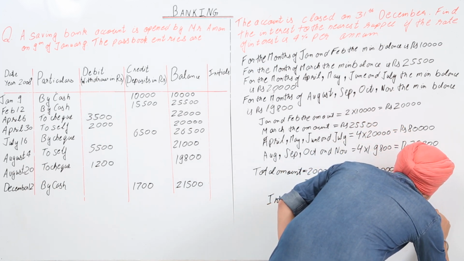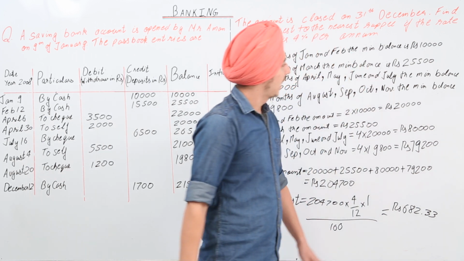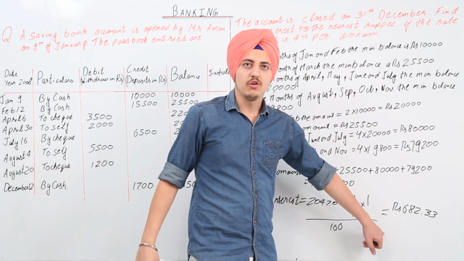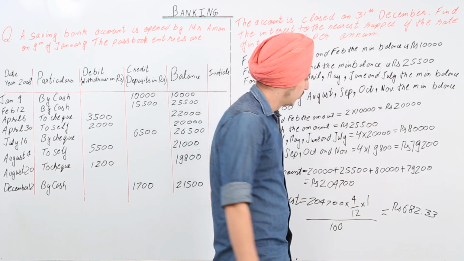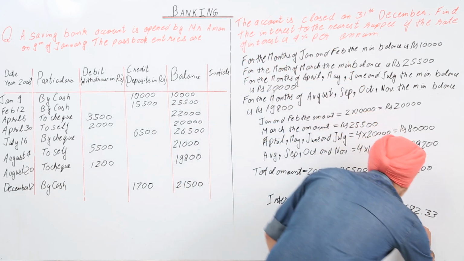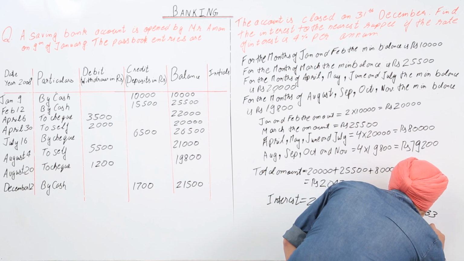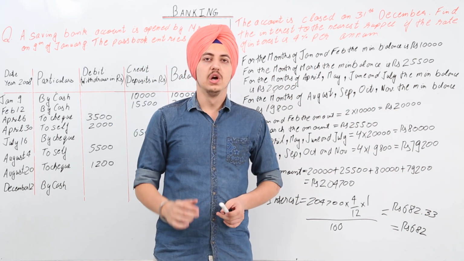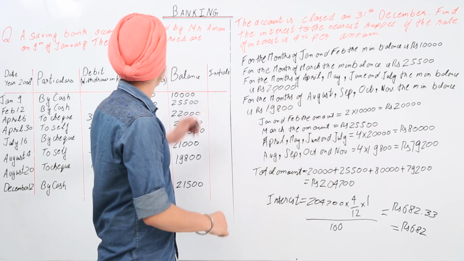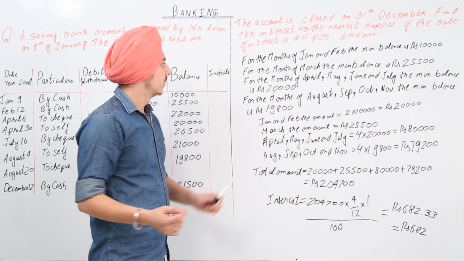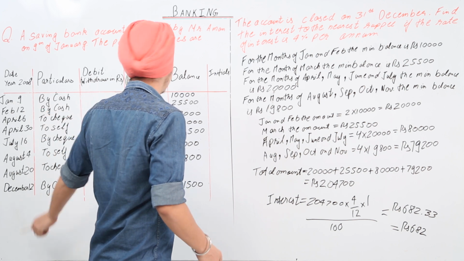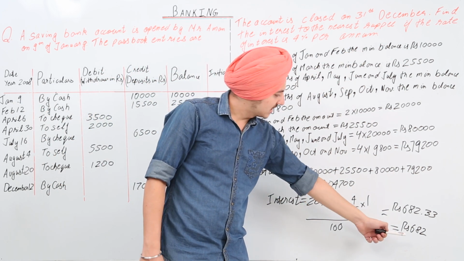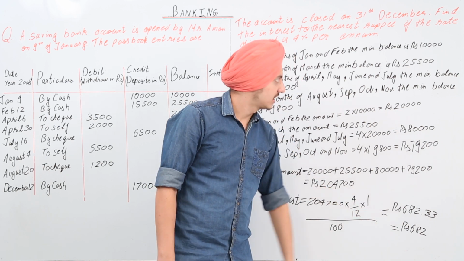So this value now comes out to be equal to rupees 682 and 33 paise. We had to calculate the amount to the nearest rupee. So rounding this off, we get it to be equal to rupees 682. So 682 is the interest that Mr. Aman earns in 1 year, starting from 9th of January till the account is closed on the 31st of December. This is the amount of interest he earns.